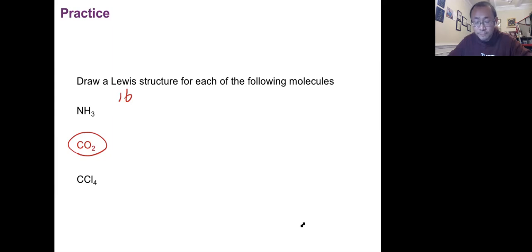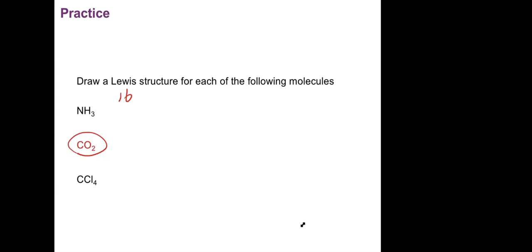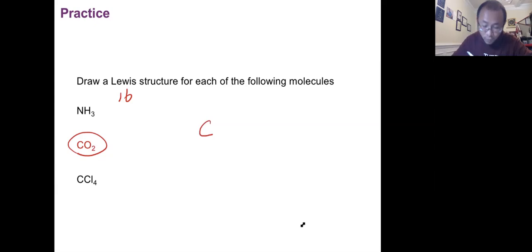Step 2, do what? Anyone? Draw the what? Draw the chemical symbol of the atom with the central atom in the middle. Central atom in the middle, we have surrounding atoms. And then what? Bond the central with the surrounding with a single bond.